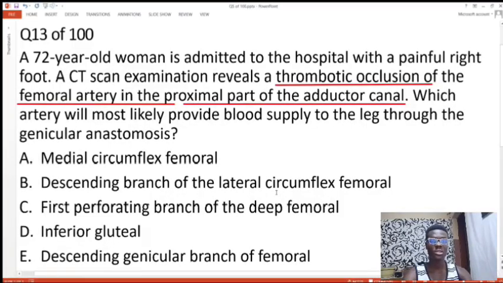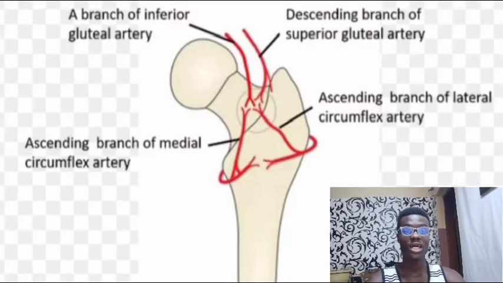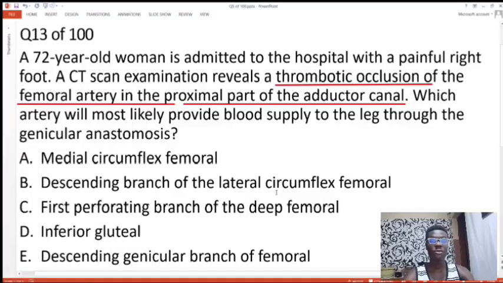Now, the trochanteric anastomosis is formed by the coming together of four arteries: the ascending branch of the lateral circumflex femoral artery, the ascending branch of the medial circumflex femoral artery, the descending branch of the superior gluteal artery, and the descending branch of the inferior gluteal artery. So those are the four arteries that form the trochanteric anastomosis. I'll come again: the ascending branch of the lateral circumflex femoral, the ascending branch of the medial circumflex femoral, the descending branch of the superior gluteal, and the descending branch of the inferior gluteal. Those are the four arteries that form the trochanteric anastomosis.